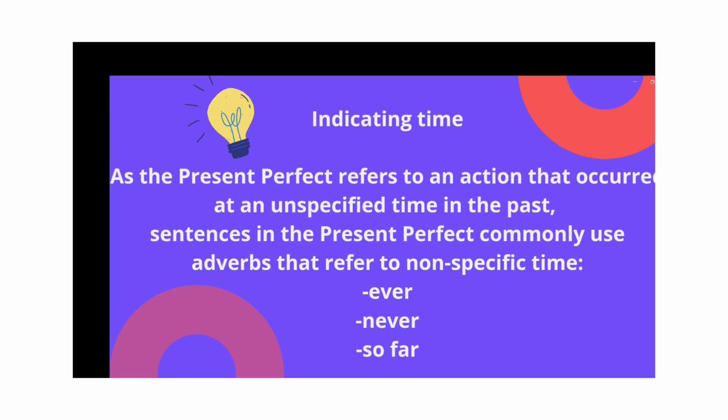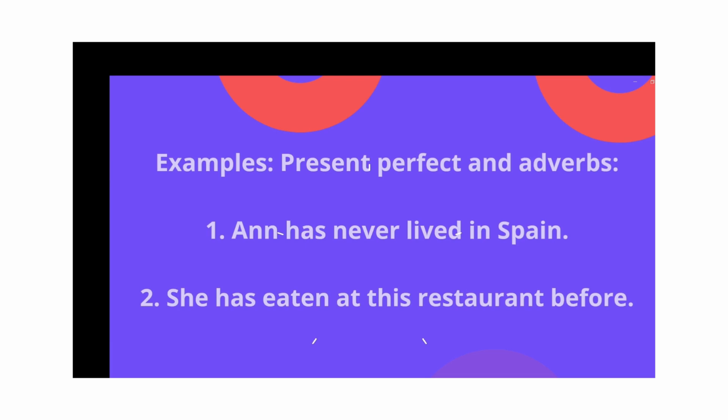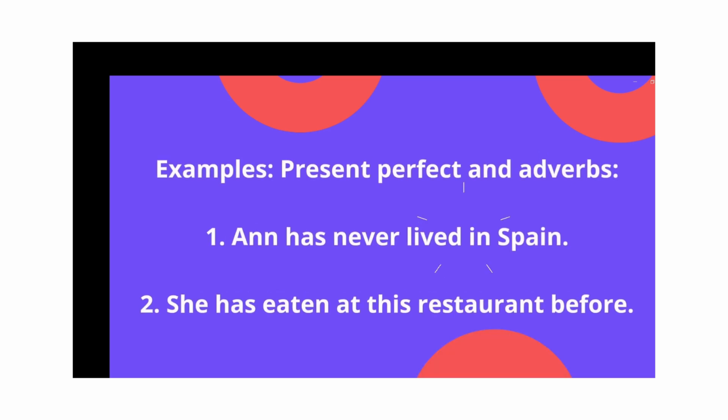Indicating time. As the present perfect refers to an action that occurred at an unspecified time in the past, sentences in the present perfect commonly use adverbs that refer to non-specific time. For example, ever, never, so far. Examples. Anna has never lived in Spain. She has eaten at this restaurant before.